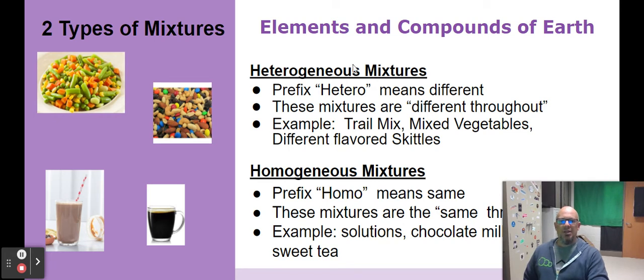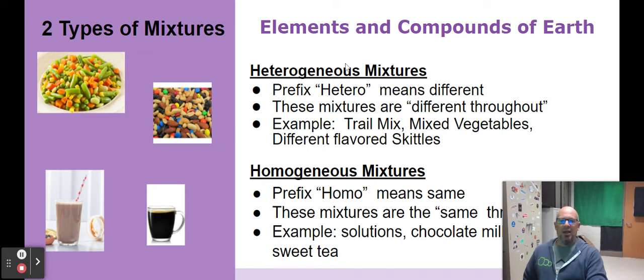And so a heterogeneous mixture means that it's different throughout. An example would be mixed vegetables or trail mix. When you grab a handful of trail mix, there's no guarantee that you're going to have the same number of M&Ms and peanuts and raisins and pretzels or whatever you have in there. It's going to be different amounts with each handful you grab. It's really, really easily separated, right? You could just pick them through physically.